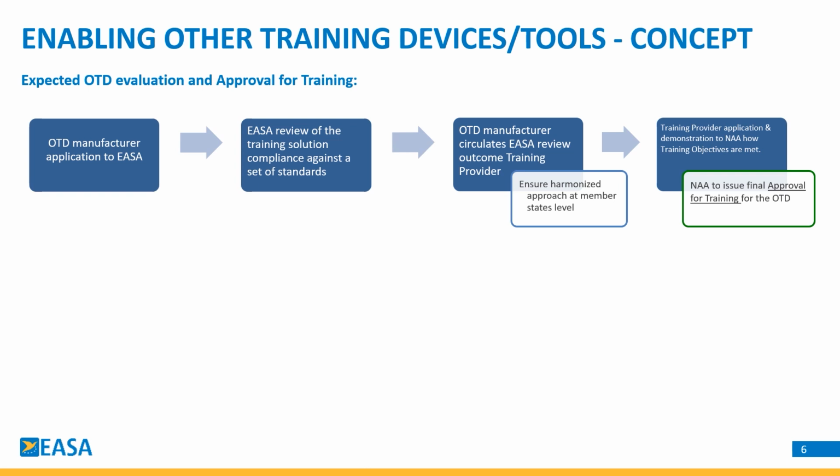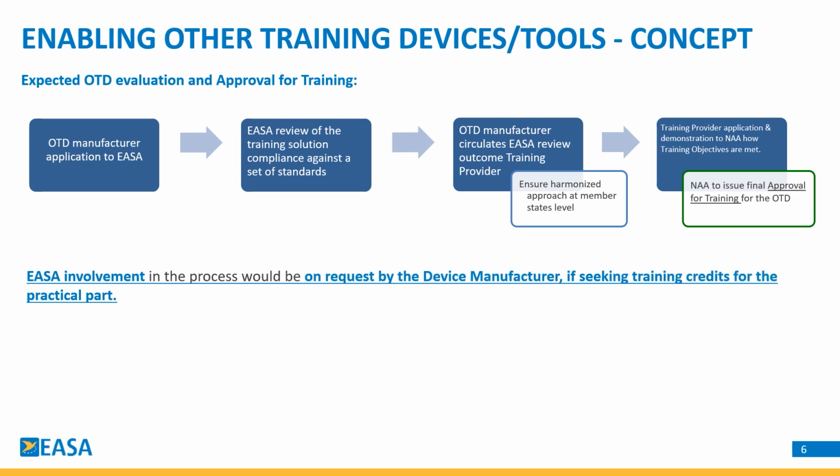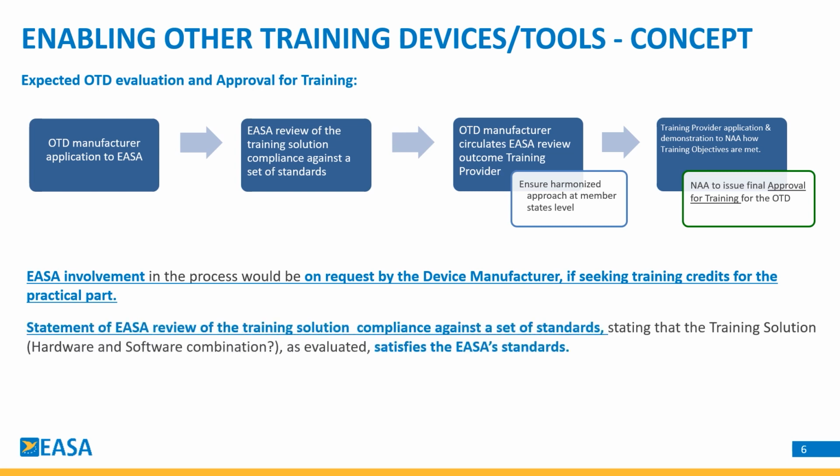And the national authority will issue the final approval for training for the device. EASA involvement in the process would be on request by the device manufacturer if he wants to assign some training credits for the practical part of the training to his device. The statement of EASA review of the training solution will be a compliance against a set of standards that we still have to define, stating that the training solution, hardware and software combination, as evaluated, satisfies the EASA standards.